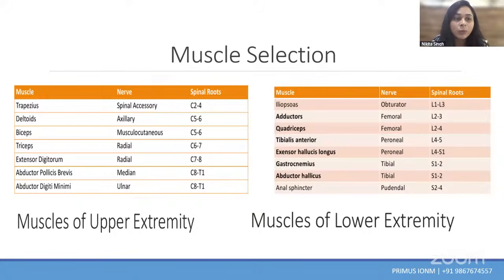If it is a cervical surgery, we select the upper extremity muscles and a few muscles in the lower extremity to check the conduction of the cord. But if the surgery is in the lumbar region or the thoracic region, we consider one muscle above the surgical site and all the muscles below the surgical site.